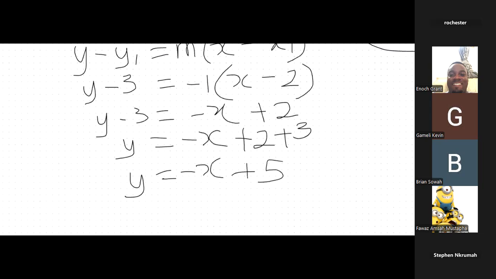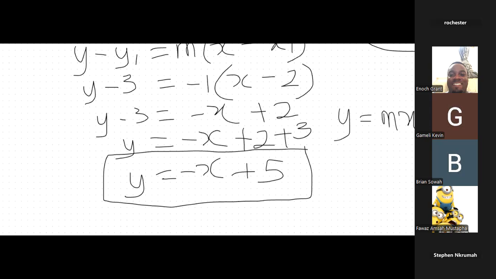Ta-da! So this is our equation, the equation of the line between the points 2, 3 and 1, 4. If we relate it to y equals mx plus c, can you see that they are the same?